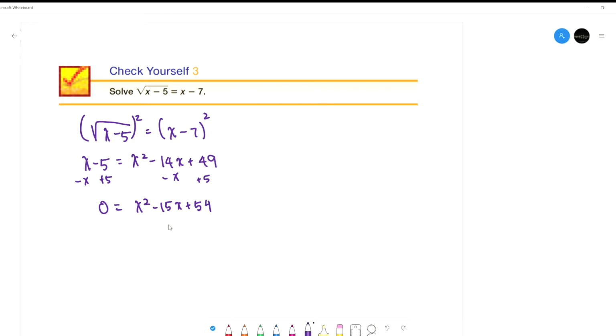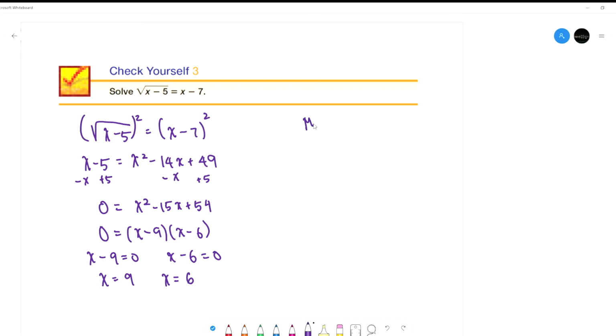And I see this quadratic is factorable, right? So the 54 is positive, but this 15 is negative. So I know this is going to be a minus situation here, right? x minus 9, x minus 6, right? 9 times 6 is 54. But if they're both negative, they add up to a negative 15. Then you set each factor equal to 0, right? Using the zero factor rule, and solve for x. So you get x is equal to 9, or x is equal to 6.